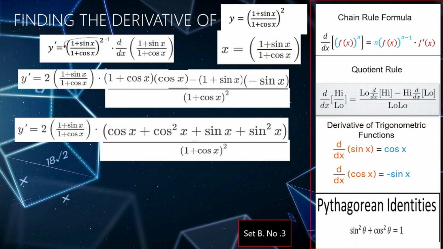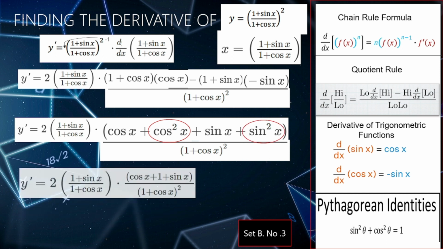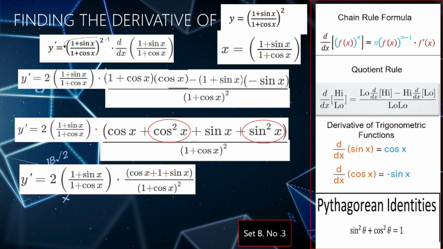Then we will use the Pythagorean identity, which is sin squared theta plus cos squared theta is equal to 1. Since we have the same value as cos squared x and sin squared x, they will be equal to 1. Therefore, we will have y prime is equal to 2 times the quantity 1 plus sin x over 1 plus cos x, times cos x plus 1 plus sin x over the quantity 1 plus cos x, squared.